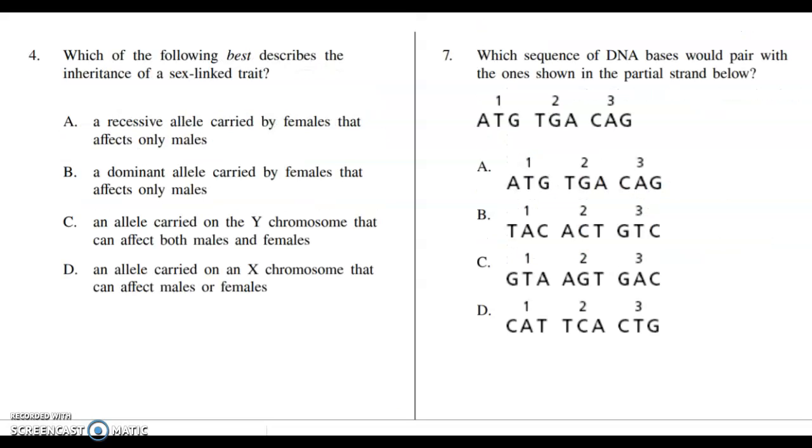Number 7 says which sequence of DNA bases would pair with the one shown in the partial strand below. Okay, so this is our DNA template here. We have ATG and so on. We're going to match those up. What would be our complementary base pair? So A goes with T. Well, if we know that first one, A goes with T, we can automatically eliminate that one, and that one, and we have our answer B right there. So if you just remember A goes with T, there we go. And just check and make sure A goes with T, T goes with A, G goes with C, and so on. B is the correct answer.